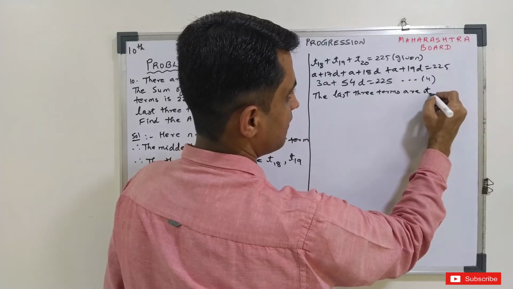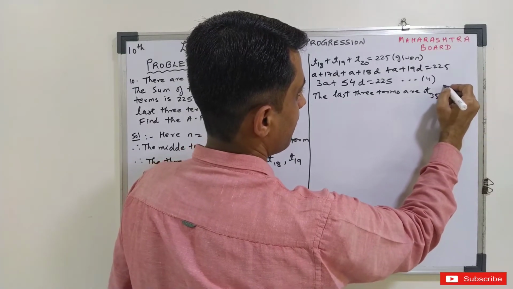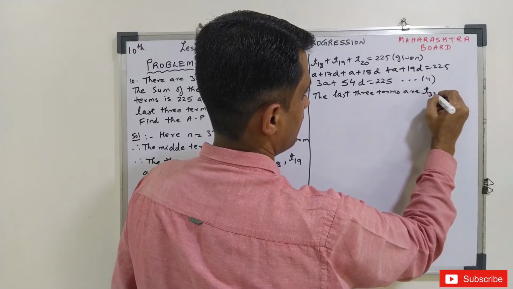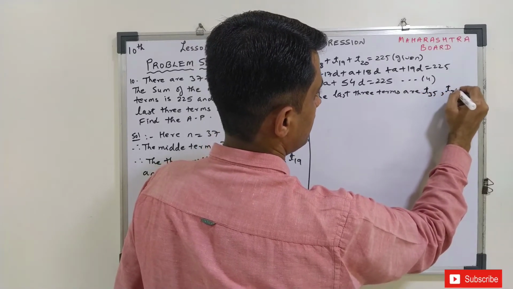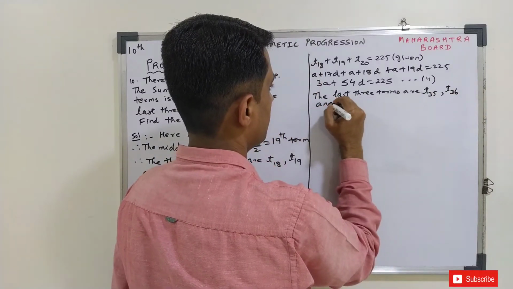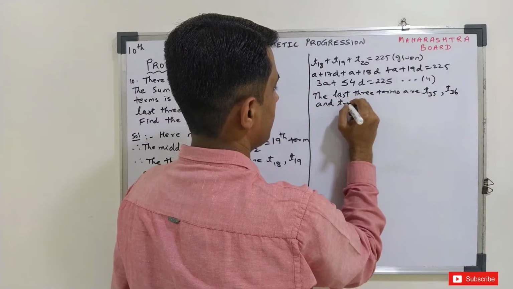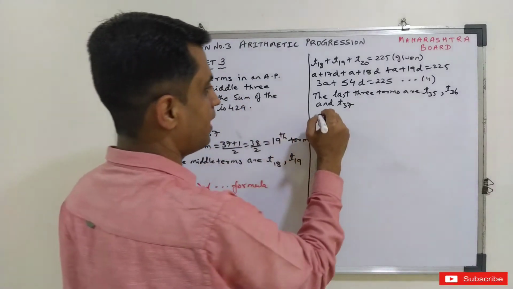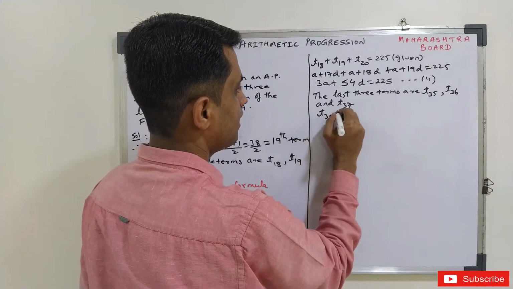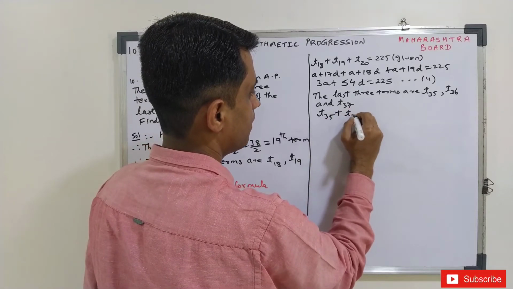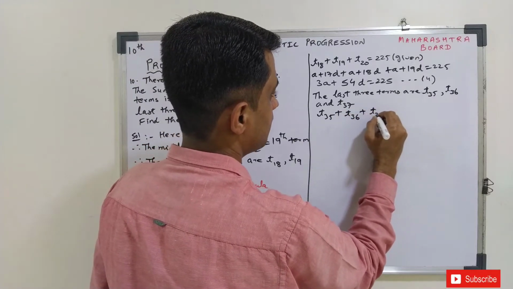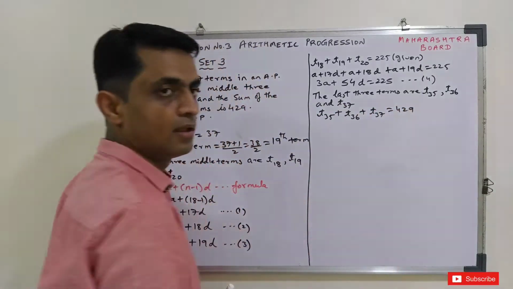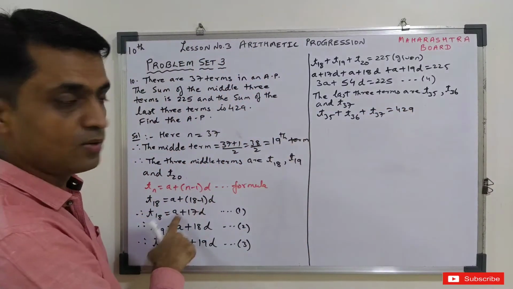37, 36, 35. T35, T36 and T37. And the sum is what? 429. So automatically what will we get? T35 plus T36 plus T37 is how much? 429. Now students, the same method we are going to use here also.